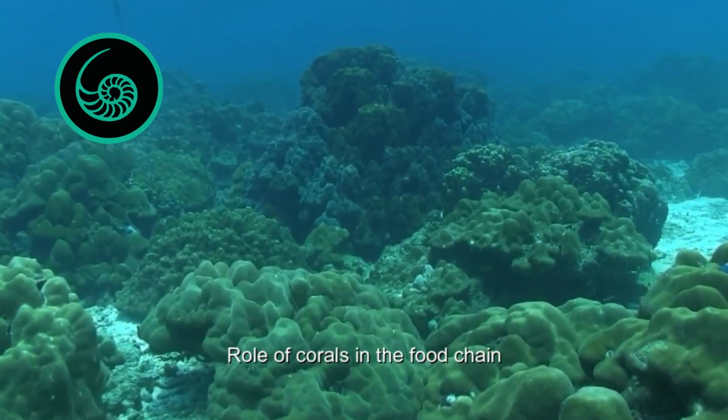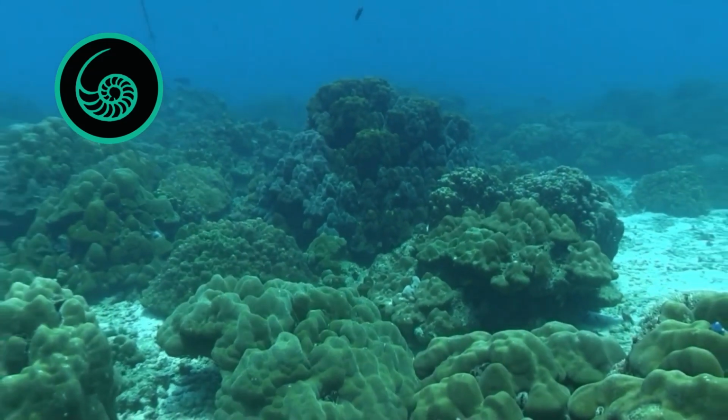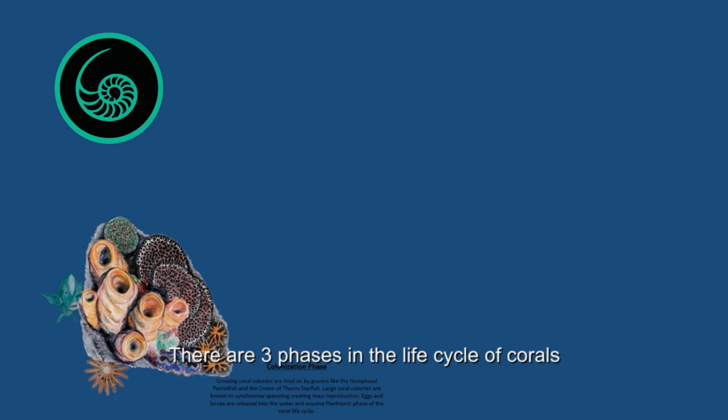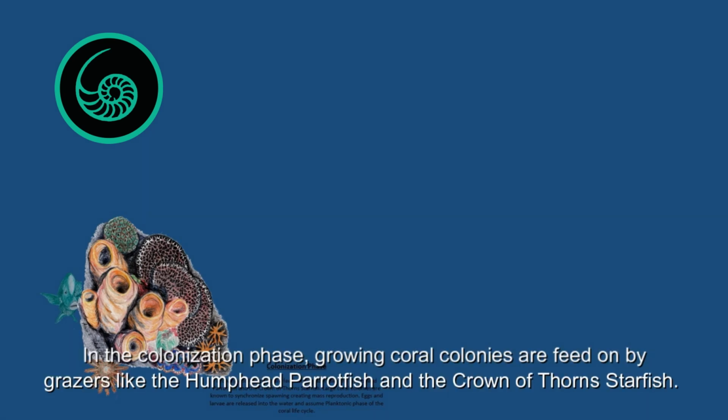Role of corals in the food chain. There are 3 phases in the life cycle of corals. In the colonization phase, growing coral colonies are fed on by grazers like the humphead parrotfish and the crown-of-thorns starfish.